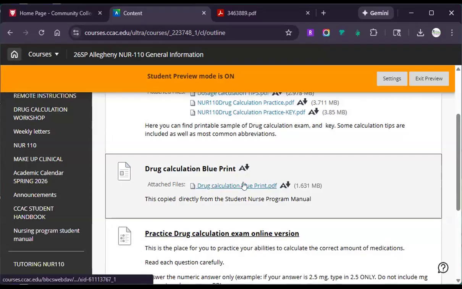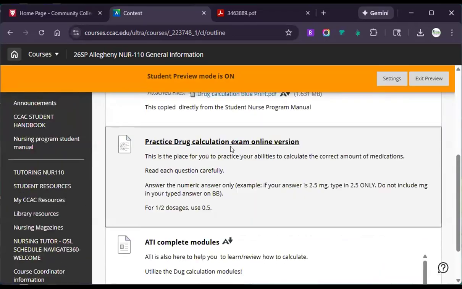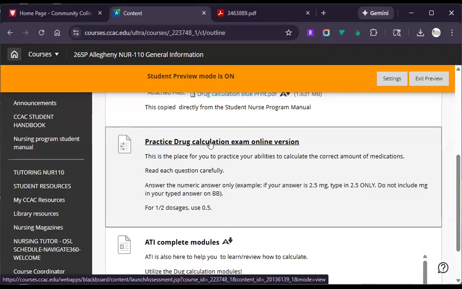This is just the blueprint for all of dosage calc. So for all of your 4 semesters, you can review that. And then this is the one that you really want to spend the most time on. When you click on this practice drug calc exam, this is how your exam will look and feel when you actually take the exam on February 23rd. It will be on Blackboard. When you open this up, it will take you to the test, and then you could start answering questions.